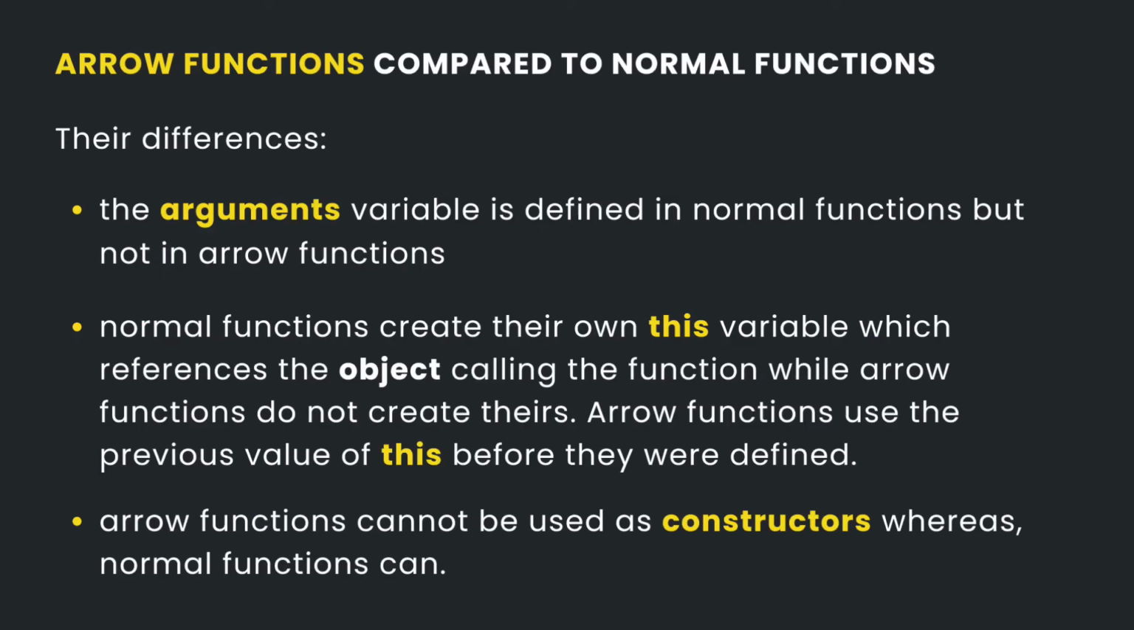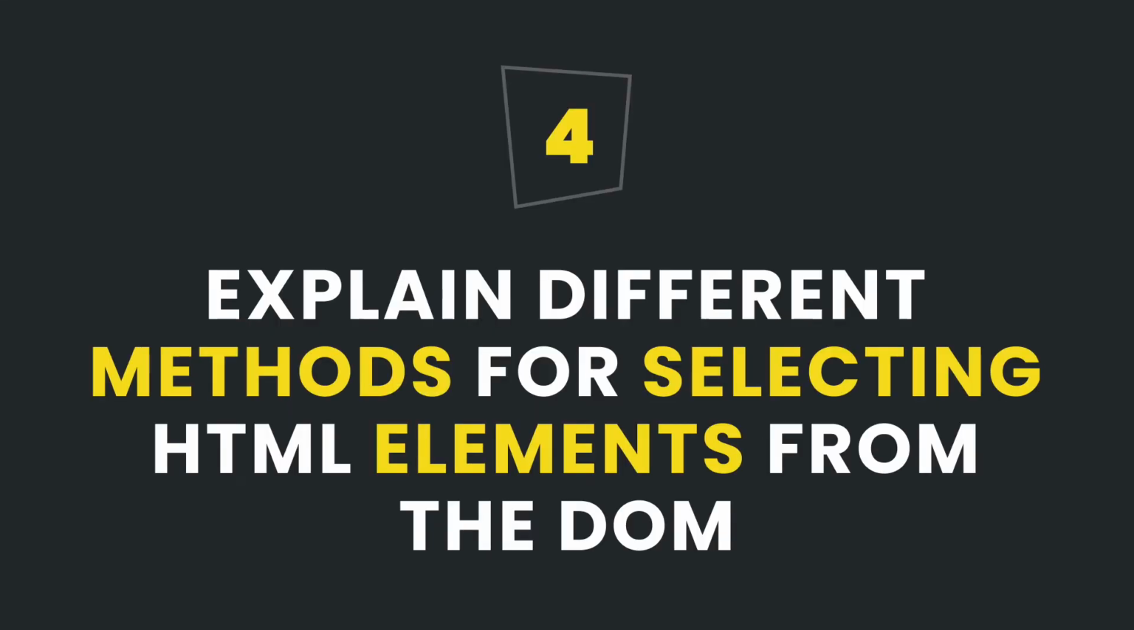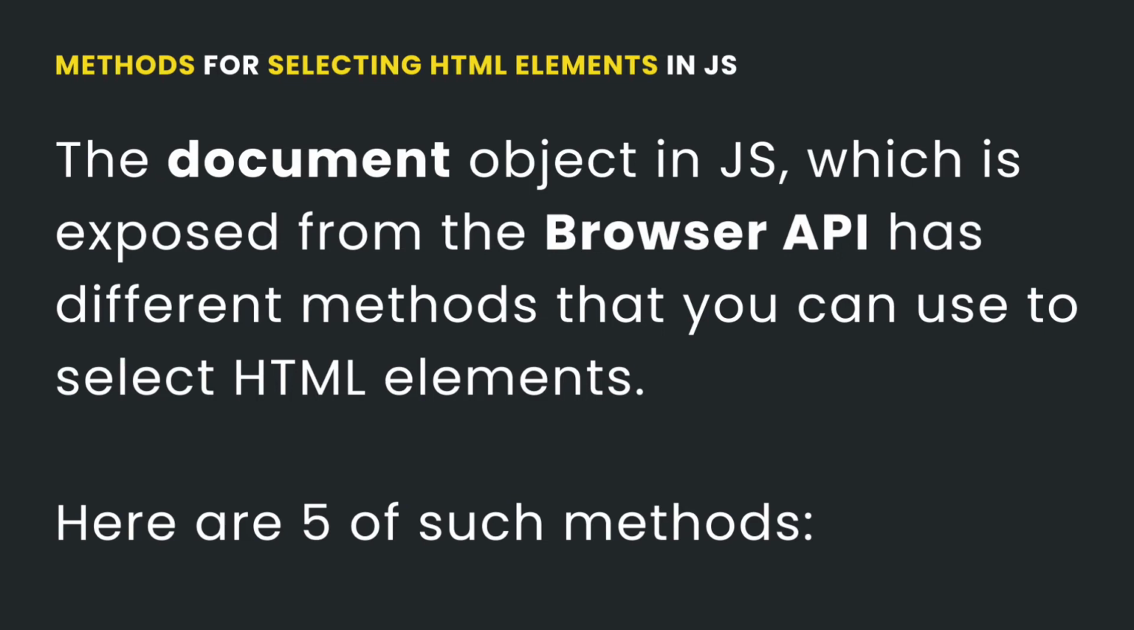And the last difference is that arrow functions cannot be used as constructors, while normal functions can be used as constructors. The number 4 question, explain different methods you can use to select HTML elements from the DOM. In JavaScript, you have the document object, which is exposed from the browser API, and this object has different methods you can use to select HTML elements. Here are 5 of them.